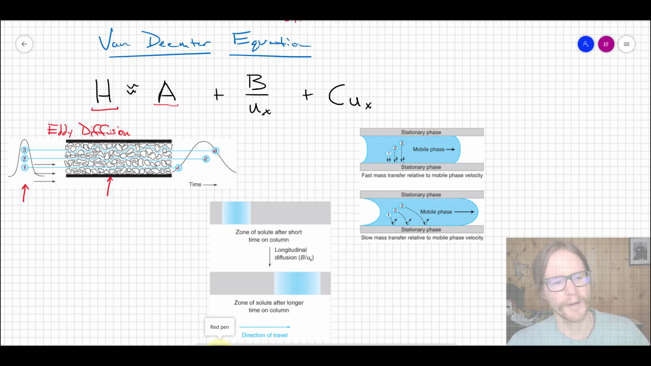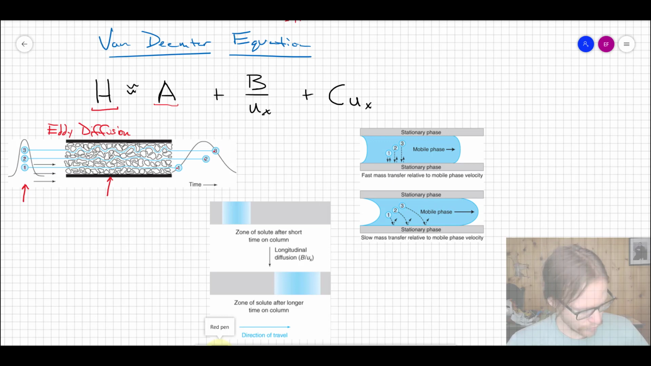And note that the parameter A here is independent of flow rate. There's no ux parameter affixed to this, and it makes sense, right? The length is not going to be impacted by how fast it's moving. It's still going to have multiple paths.